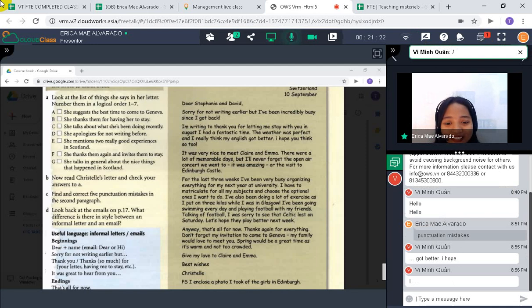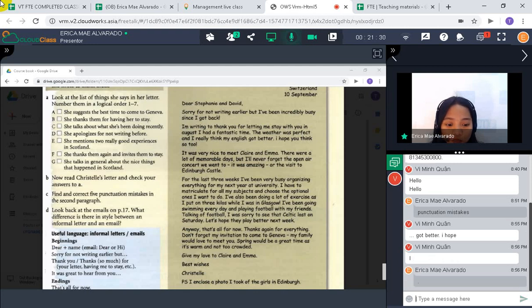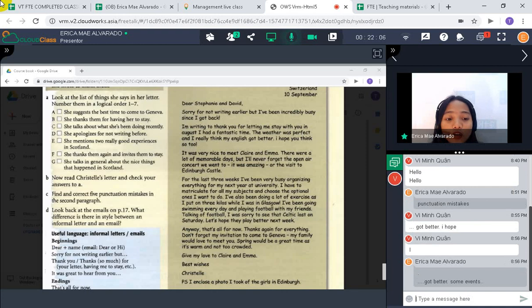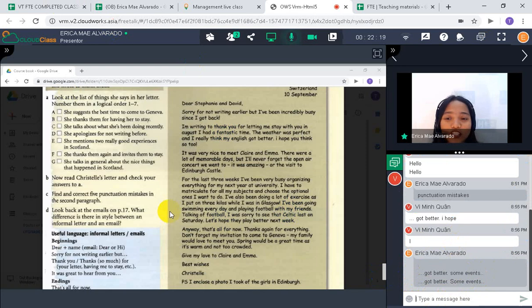Oh, okay. You meant to explain that after every period, you should have the next word begin with a big letter. For example, we have this: got better. Then we had a period, then some events. The correct way is to have that as this one, some events. This is what you mean. It should be the uppercase letter. Can you see it?